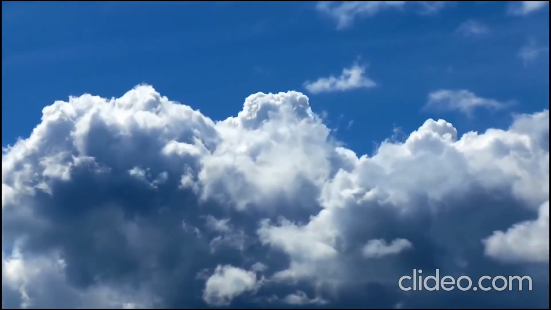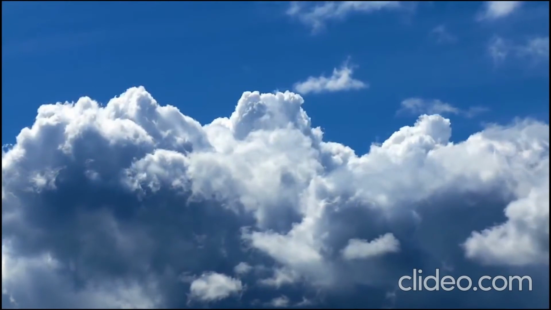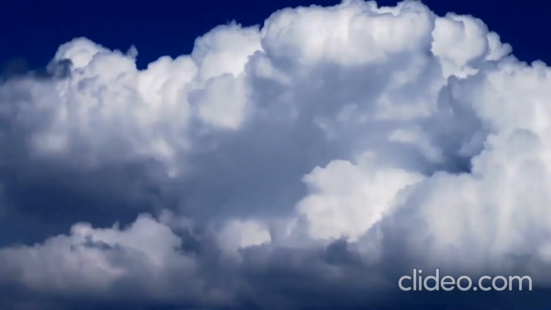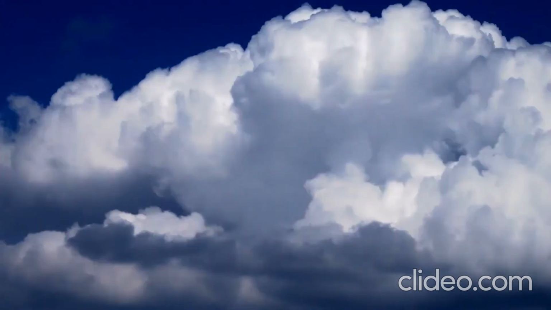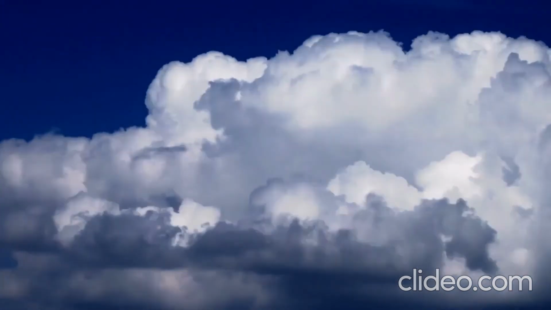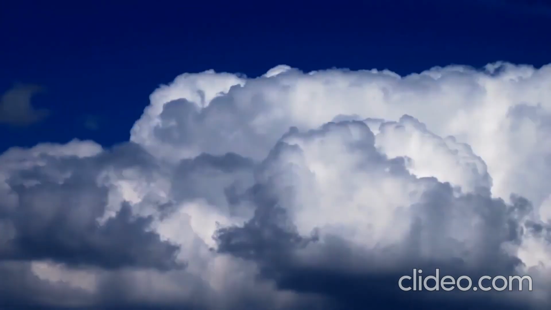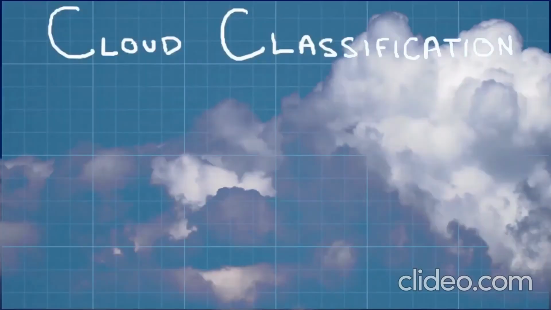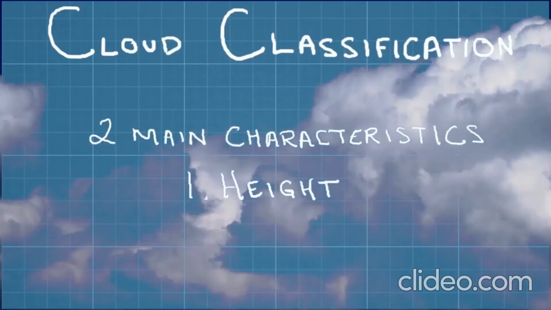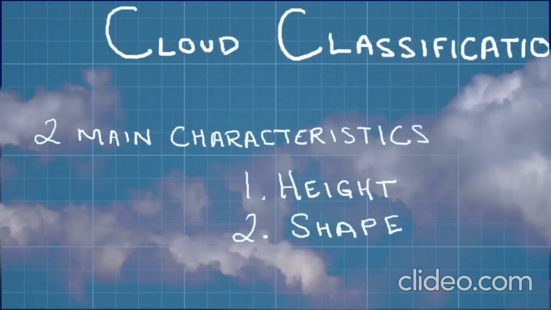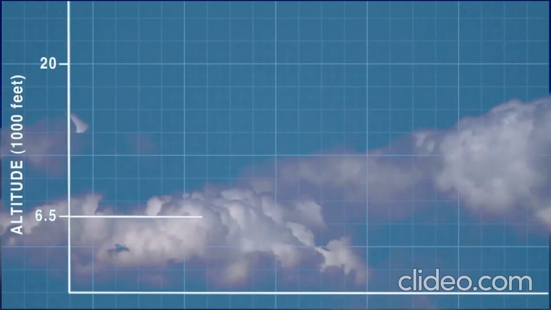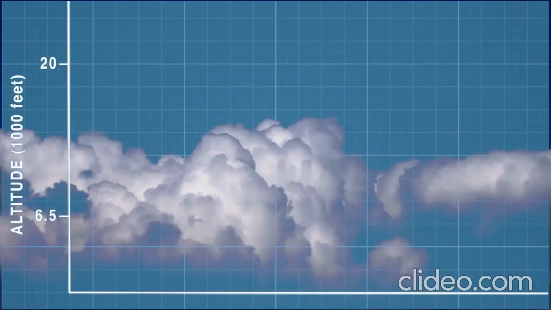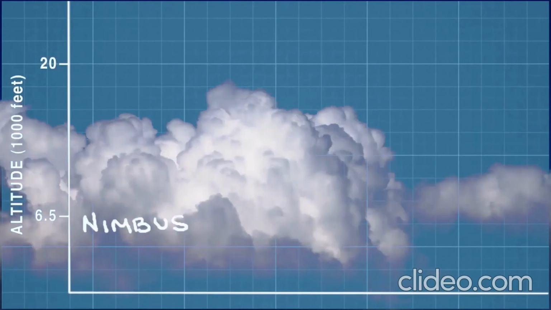We cannot really begin to analyze clouds without first categorizing their main variations. Most experts classify clouds into 10 or so separate types, according to two main characteristics: their height in the atmosphere and their shape. There are three height categories: low, middle, and high, and four shape categories. There is nimbus, which means rain cloud.